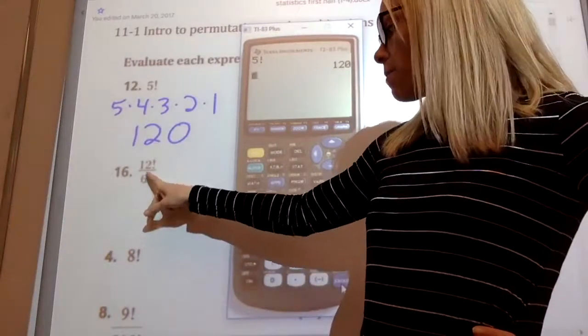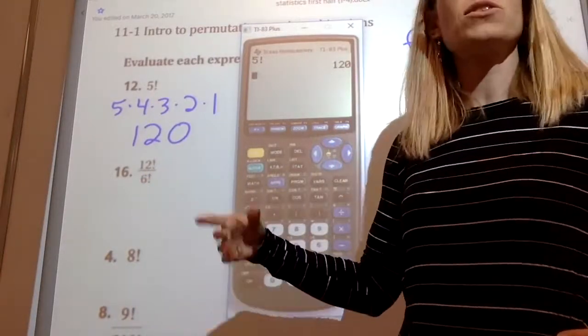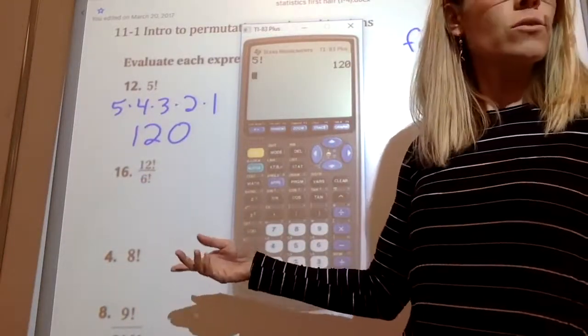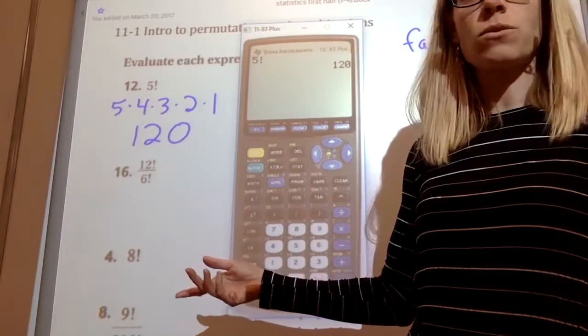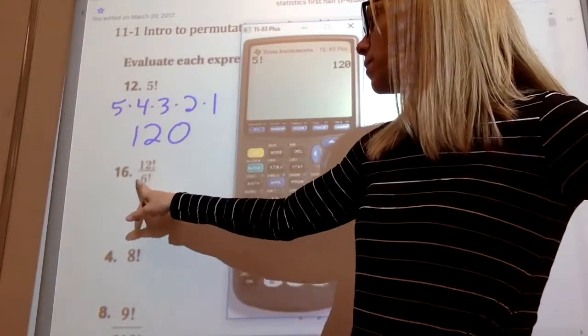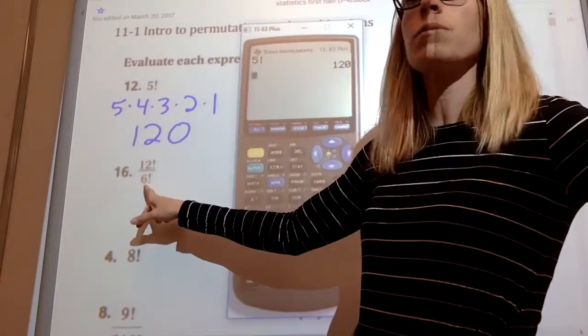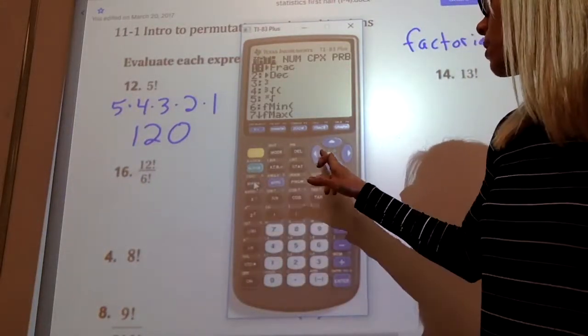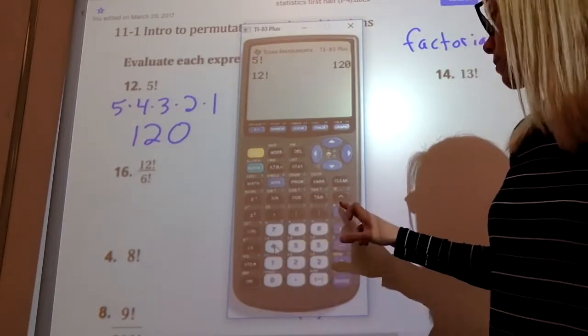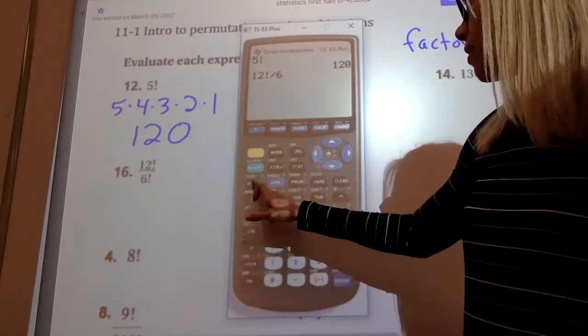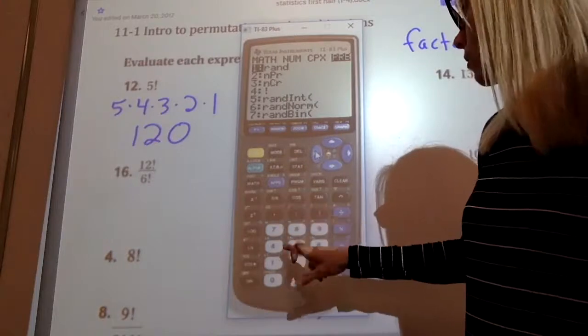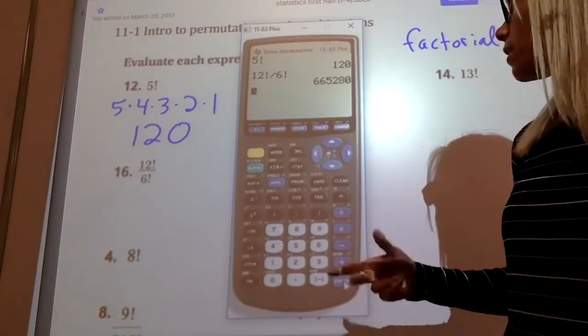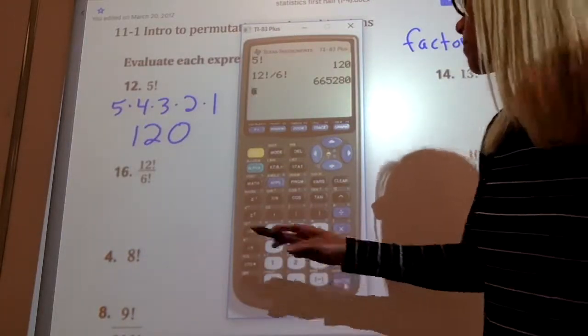So if you have operations, of course, order of operations hold true, and I can do those operations. I just use the factorial button. So like on the next example, I do 12 factorial divided by 6 factorial. So 12 math factorial divided by 6 math factorial equals, and I get that big number.